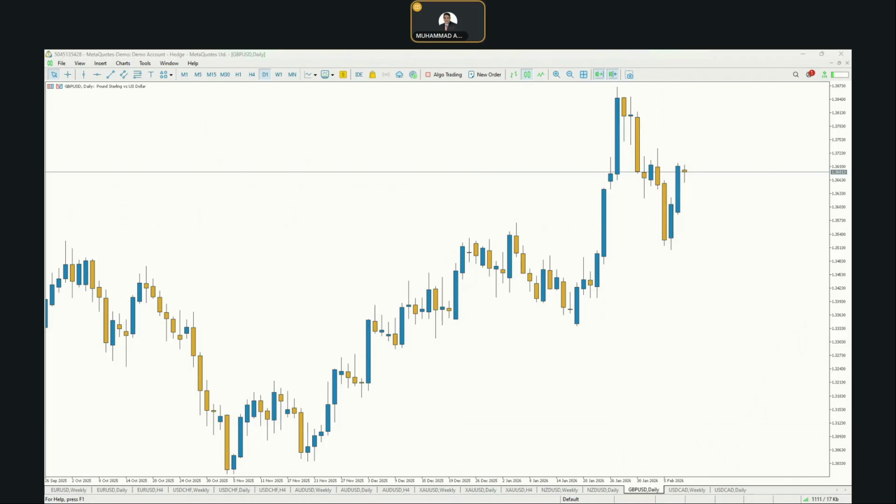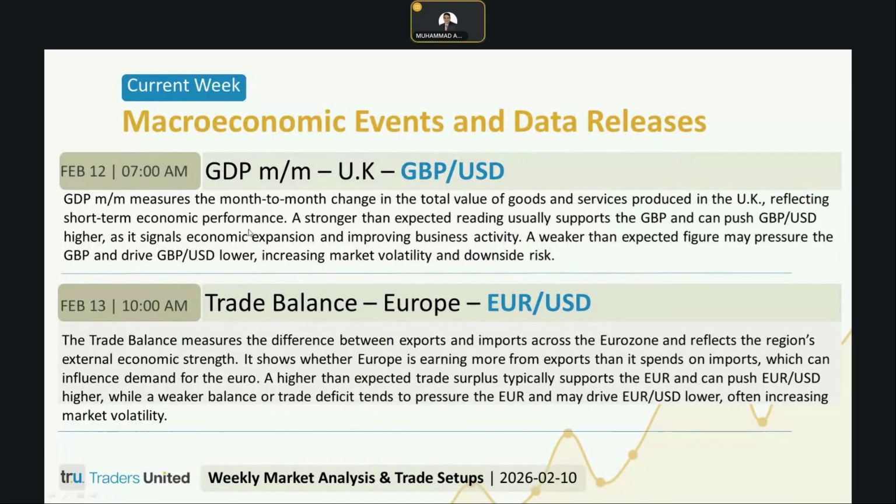False breakouts and rapid reversals are common during GDP releases, requiring disciplined trade management. The trading outlook is to expect elevated volatility around the news release time, and that time is 7 a.m. UTC time on February 12th. Directional moves will depend on the size of the GDP surprise. Follow through may require confirmation from subsequent data. Wider spreads and fast price movements, we are probably going to see that. So strict risk management is advised.